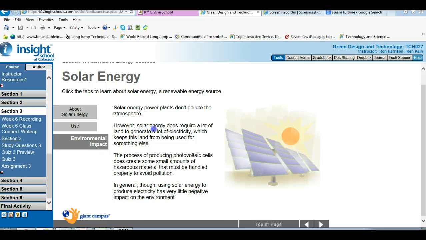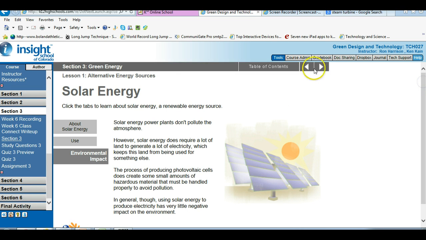The impact: it requires lots of land to generate the electricity, so you put the panels up, acres and acres and acres. And as they produce the photovoltaic cells, or these panels, then of course you have to use some energy and some hazardous materials to produce those panels. So that's a little bit about solar.